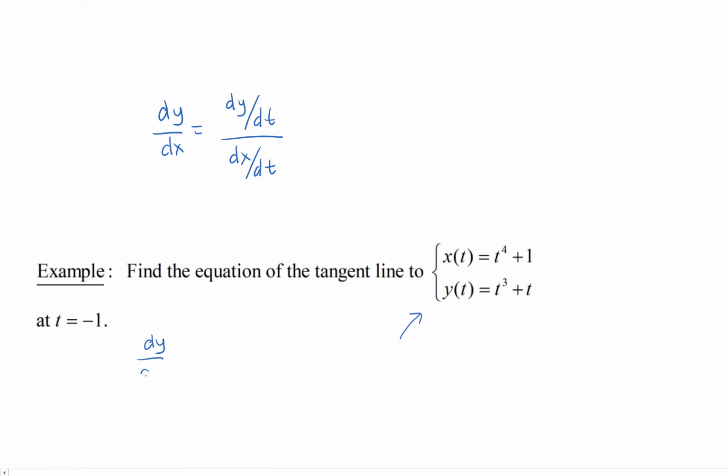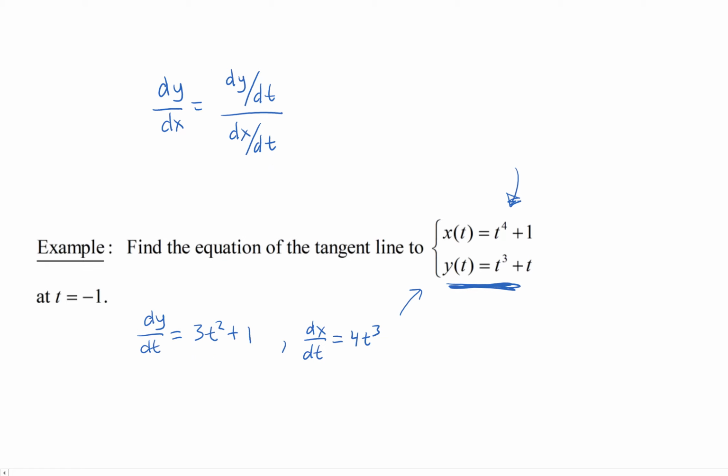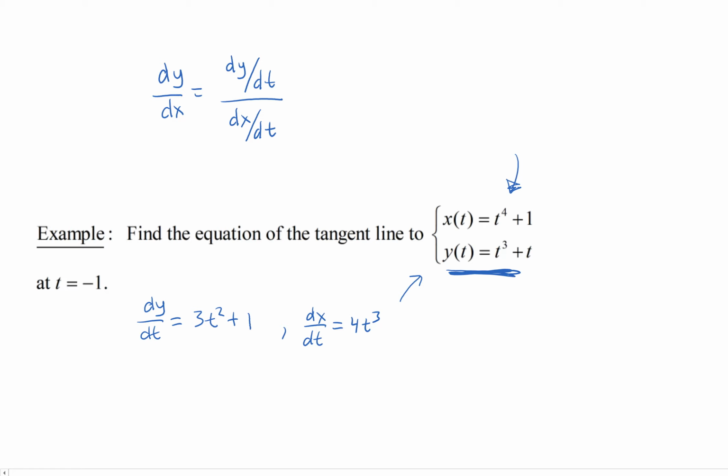So let's do that. All right, first things first. dy/dt, what's it going to be? Just differentiate this function over here with respect to t. That's just the power rule: 3t squared plus 1. All right, and then we'll also need to find dx/dt. That's differentiating x of t with respect to t, another power rule, which just gives me 4t cubed.